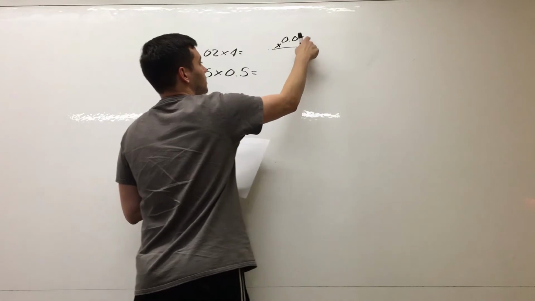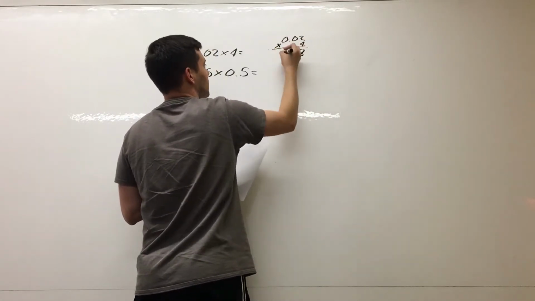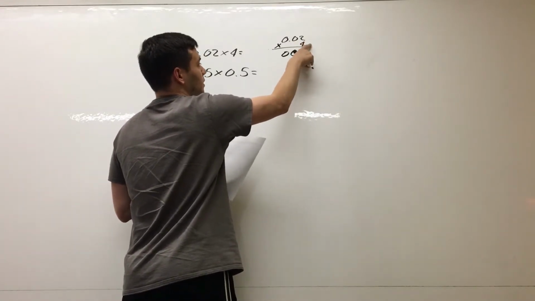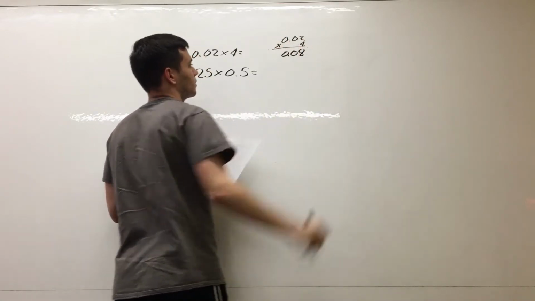times 4. So 4 times 2 is just 8. 4 times 0 is 0. 4 times 0 again is 0. The decimal point, there is no decimal here, so we don't count it. The decimal point here is 1, 2. So you go 2 over.